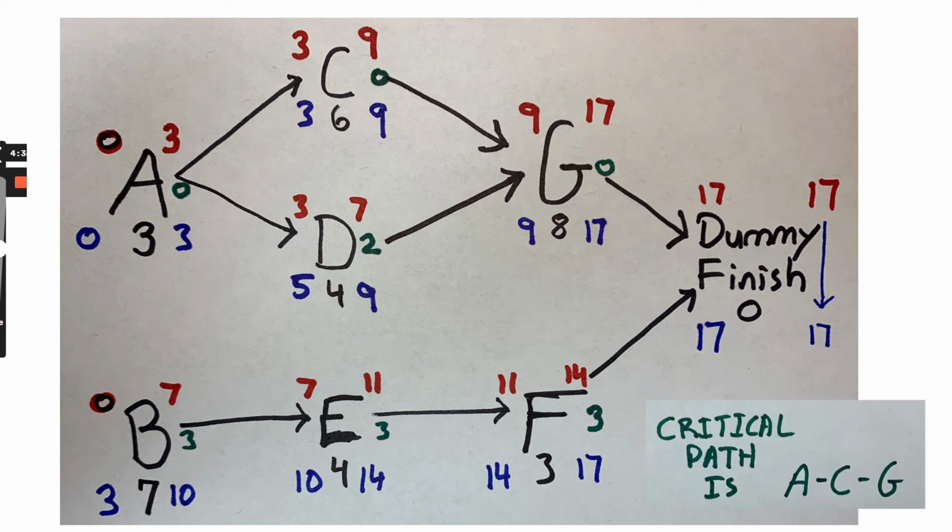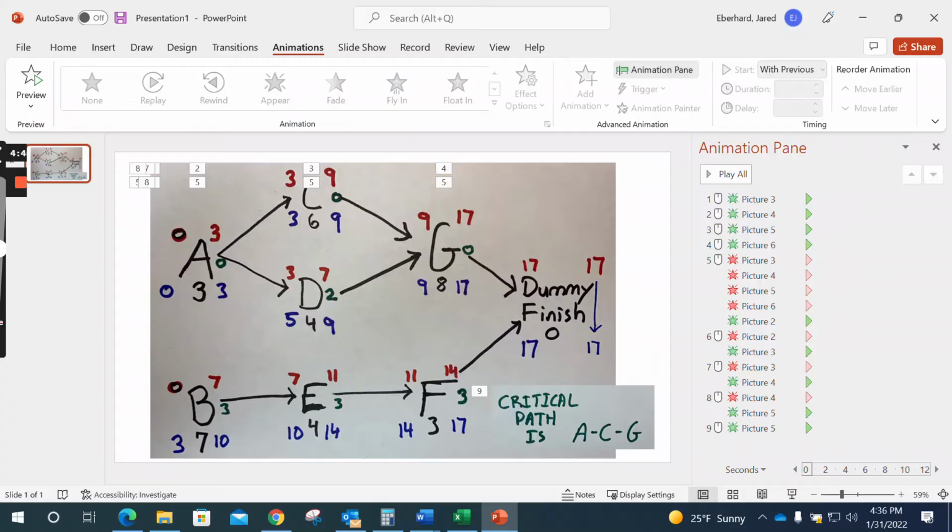Critical path is ACG. If I want to speed this project up or crash it, I'm going to concentrate first on the lowest cost activity on that critical path. So let's take this picture and jack into our Excel spreadsheet.